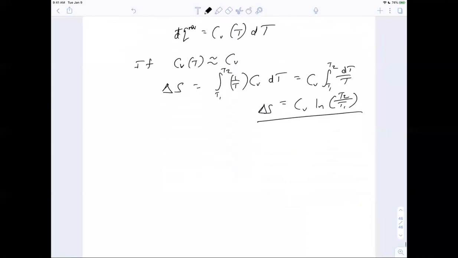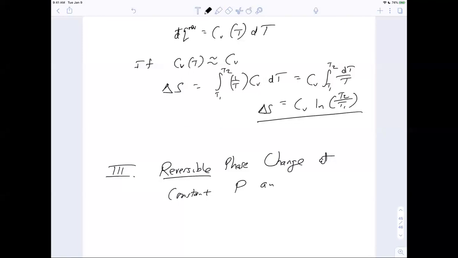Okay, let's do one more. Another easy one. Here we're going to look at a reversible phase change. So here a substance is going to have a phase change. Either it's going to evaporate, it's going to melt, or sublime. I think everyone knows what sublimation is, from the solid to the vapor. And it's a reversible phase change at constant pressure and temperature.